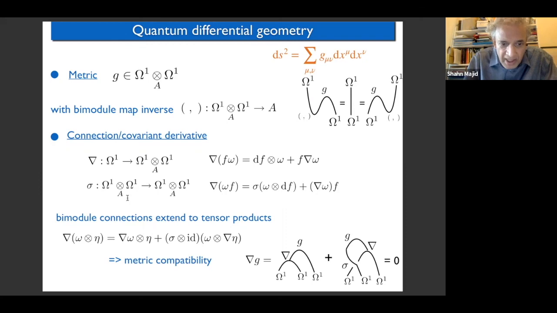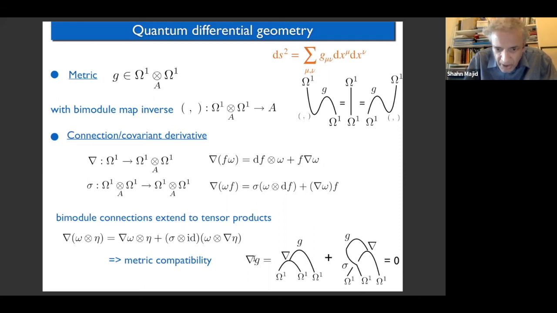In particular, if I've got a connection on omega 1, then I get a tensor product connection on omega 1 tensor omega 1. And the way it works here is if omega and eta are in omega 1, then I can act on one copy, and I can act on the other copy. I've shown it in this diagram. You act on one copy, or I can act on the other copy. But then I need the braiding to take it through to the right position, to where I would evaluate against a vector field on the far left. So that's the condition. So that's naturally how a connection extends to tensor products.